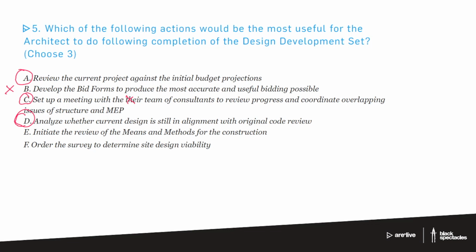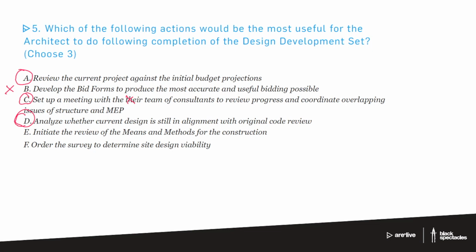Let's look at E, initiate the review of the means and methods for the construction. Unless it says that you are actually doing the construction end of things, that this is a design build project, the assumption is that it is not design build, and therefore means and methods means the way that things are going to be built and the schedule by which they will be built. That's the GC, unless the question specifically takes you down the road of being a design builder where the architect is actually responsible for the construction, but you might get a question or two like that, but very unlikely.